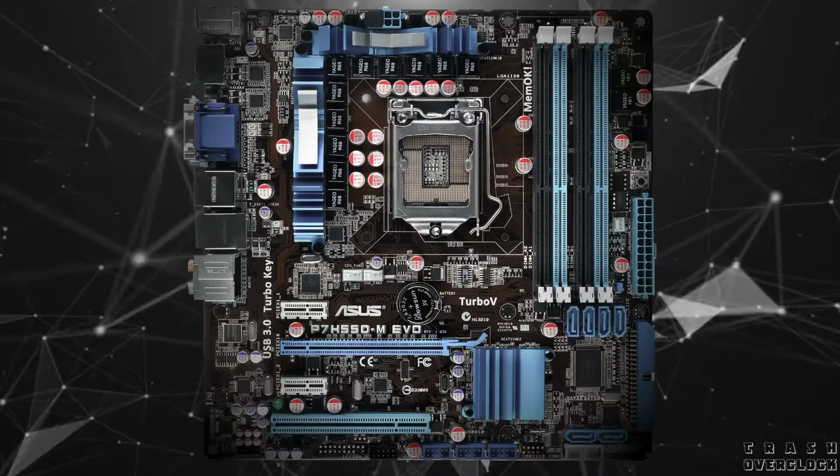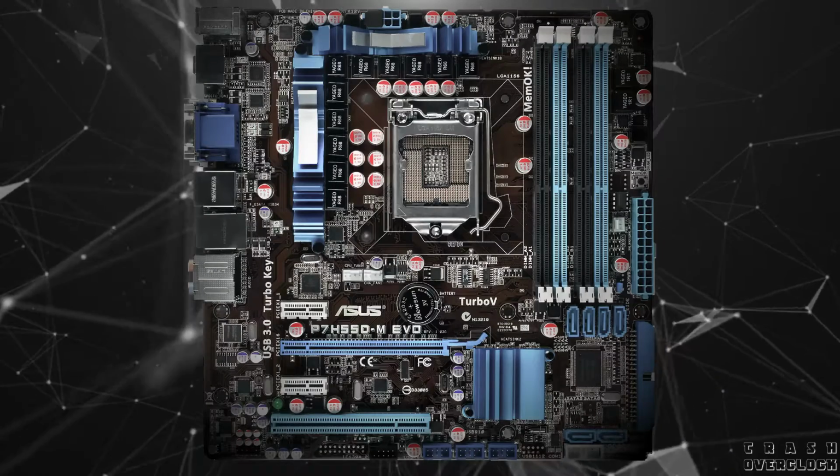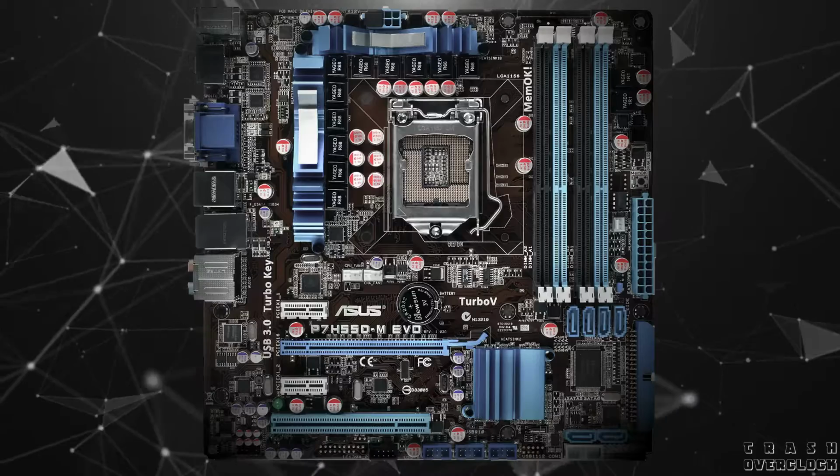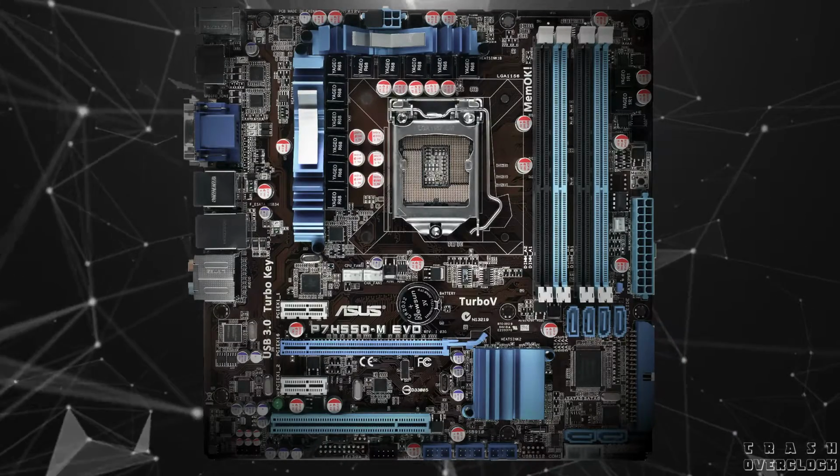Welcome guys! Today we will repair motherboard P7H55D-M EVO. It was bought to restore for $50. Price of this fault-free motherboard is $90.